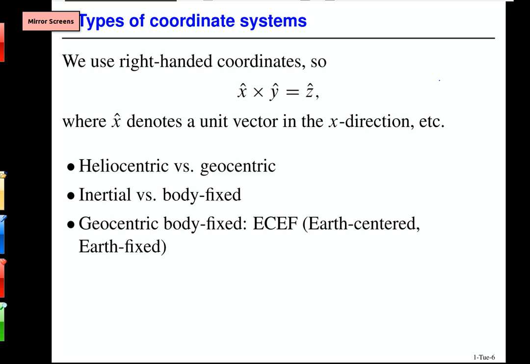Right? So heliocentric, helio means the sun. So for interplanetary stuff, we're going to typically be working with axes where the origin is at the center of the sun. If it's geocentric, that means the center of the Earth. Inertial versus body fixed, that will typically be if we're working with geocentric. So if it's heliocentric, it's almost always going to be inertial. We don't typically have axes that rotate with the sun. It's not useful for anything.